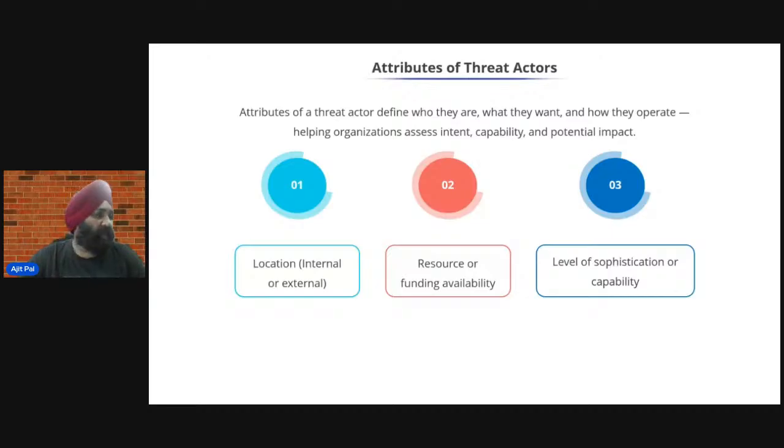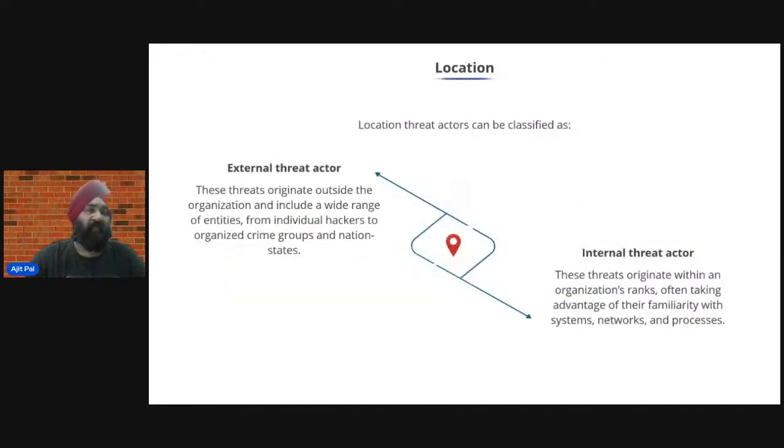So attributes of the threat actors can be on the basis of location, internal or external. It could be on the basis of resource or funding availability. It could be on the basis of level of sophistication or capability. When I say location, it could be external. These are the people who are outside the organization and include a wide range of activities from individual hackers to organized crime groups. These are the people who don't have access to your organization. It could be organized crime groups, hackers, or nation state actors.